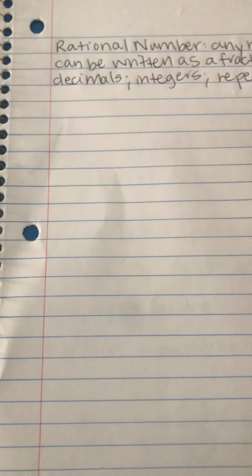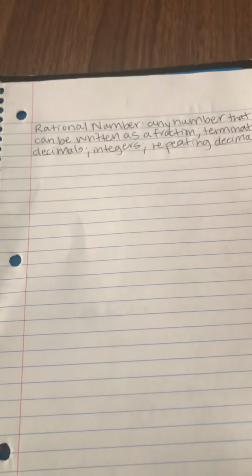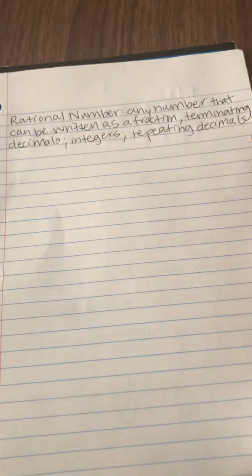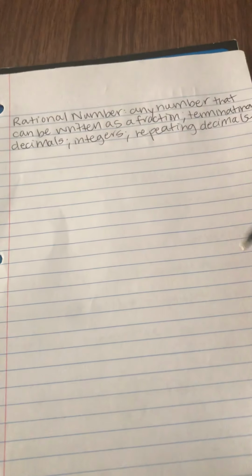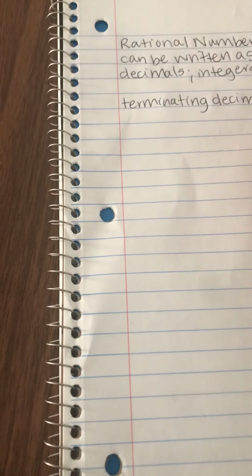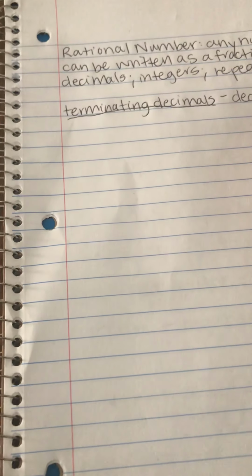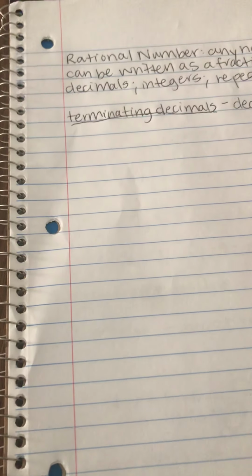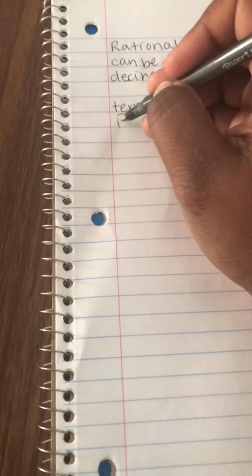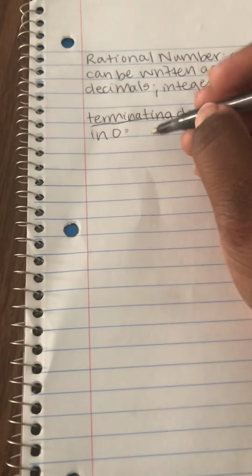So let's break this down a little bit. Any number that can be written as a fraction. These include terminating decimals, integers, and repeating decimals. Terminating decimals are decimals that terminate, that end. If you think of the Terminator, you're thinking of the end of the world. So terminating decimals are decimals that end, and we can extend that with a zero, or they just end, period.